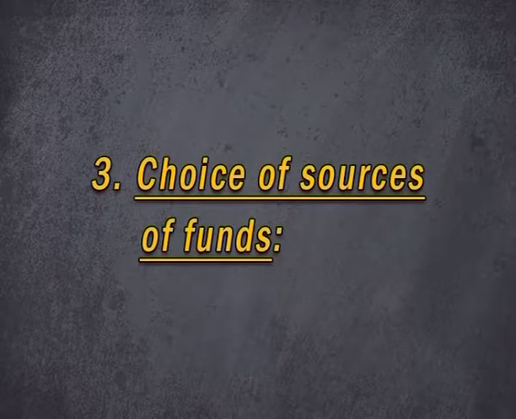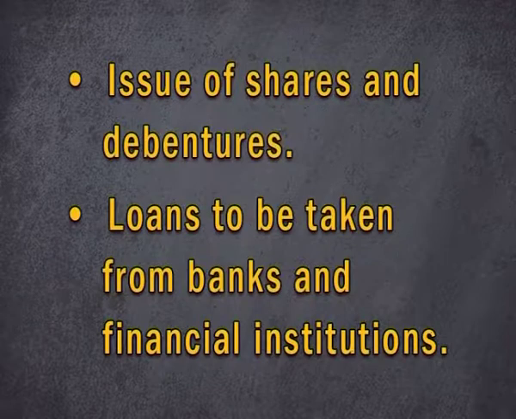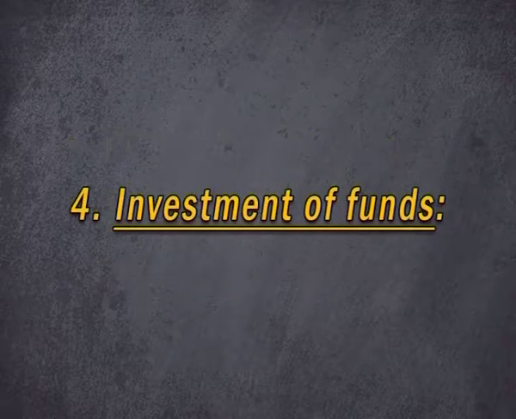Number 3, choice of source of funds. For additional funds to be procured, a company has many choices like issue of shares and debentures, loans to be taken from banks and other financial institutions, and public deposits to be drawn in the form of bonds. Number 4, investment of funds. The finance manager has to decide to allocate funds into the most profitable ventures so that there is safety on investment and regular returns can be availed.